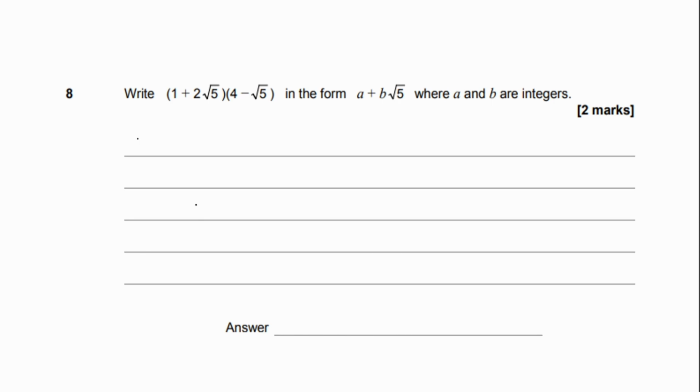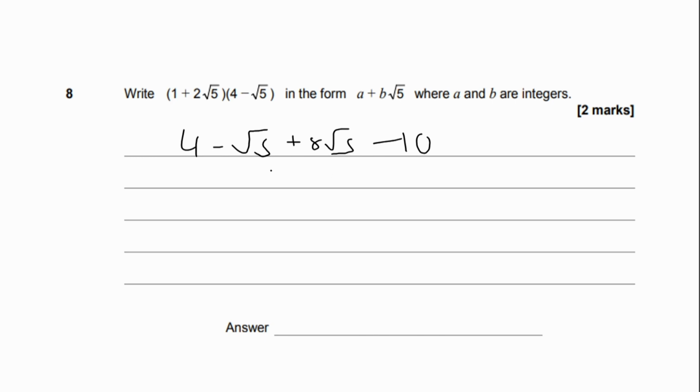So this question here, really simple. 1 times by 4, you're going to get 4 minus square root of 5. 2 square root of 5 times by 4 is plus 8 square root of 5. Now 2 square root of 5 times by square root of 5. Square root of 5 times by square root of 5 is square root of 25, which is 5. And you're going to get 2 times by 5, which is negative 10.